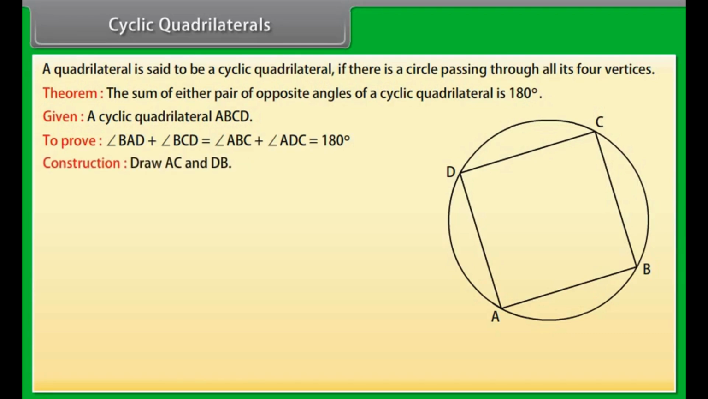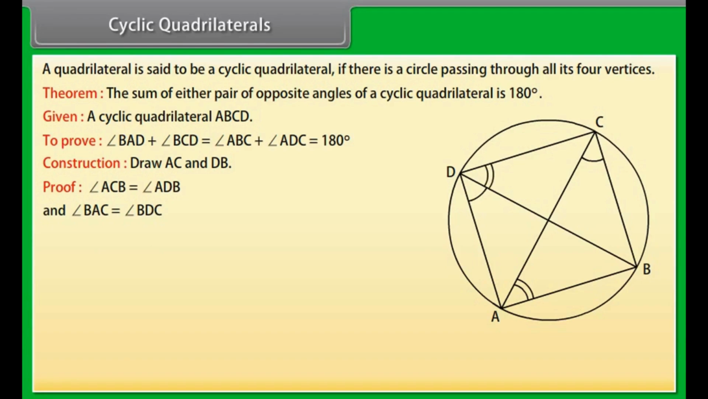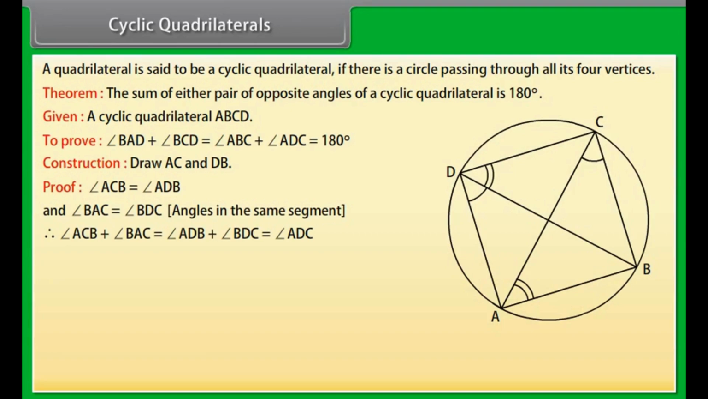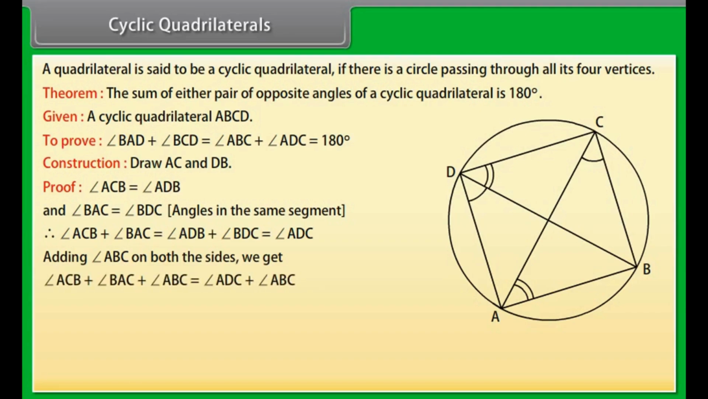Construction: Draw AC and DB. Prove: Angle ACB is equal to angle ADB and angle BAC is equal to angle BDC, because these are the angles in the same segment. Therefore, angle ACB plus angle BAC is equal to angle ADB plus angle BDC, which equals angle ADC. Adding angle ABC on both sides, we get angle ACB plus angle BAC plus angle ABC, which is equal to angle ADC plus angle ABC.